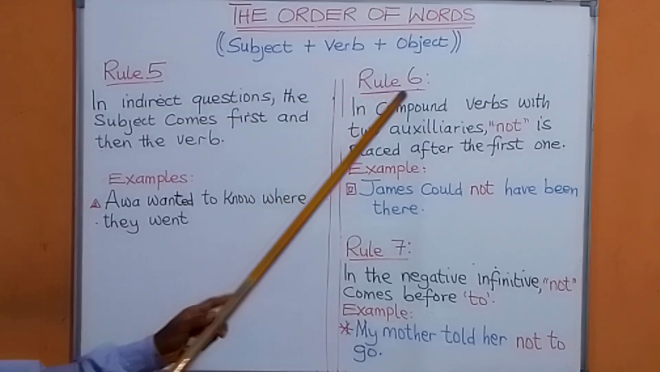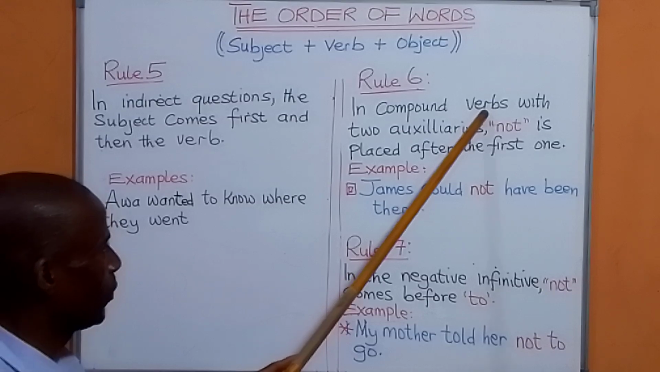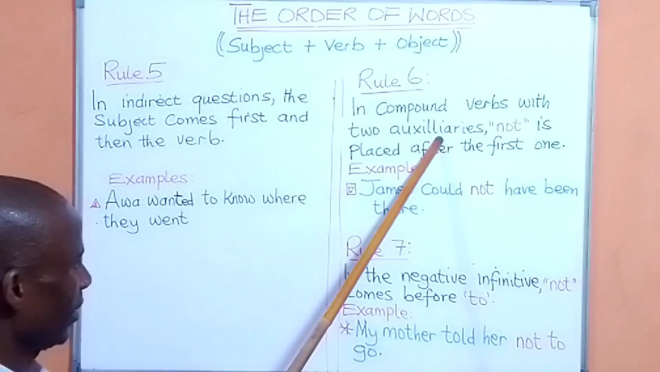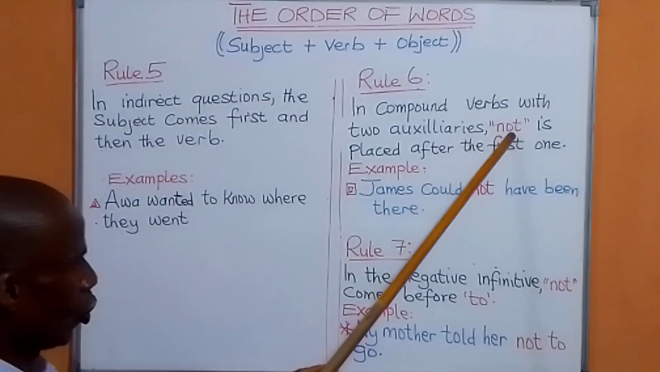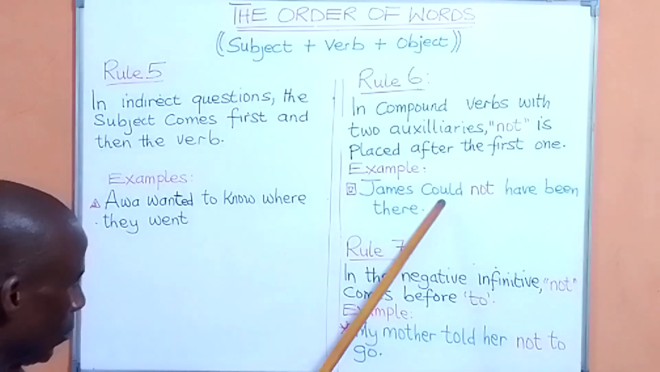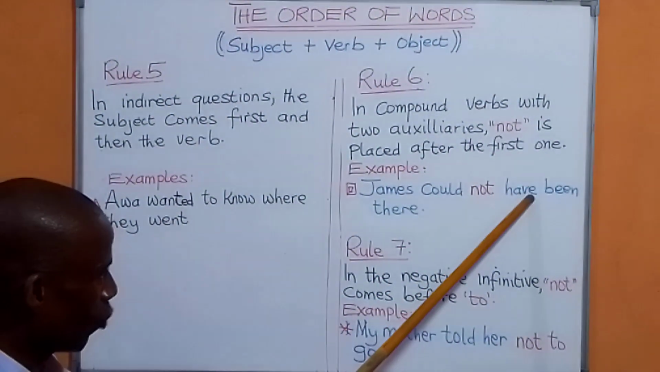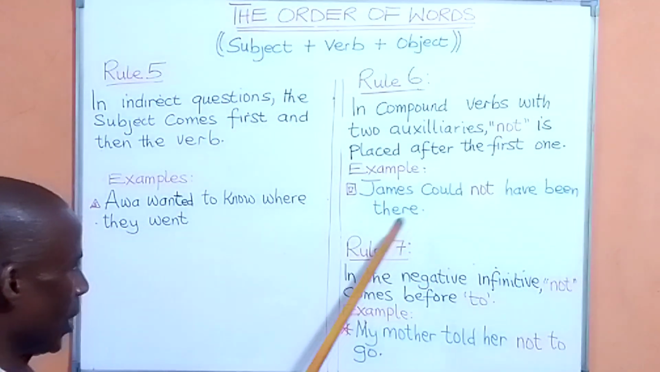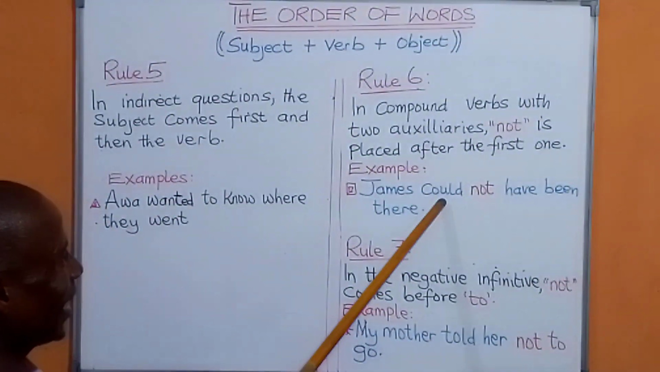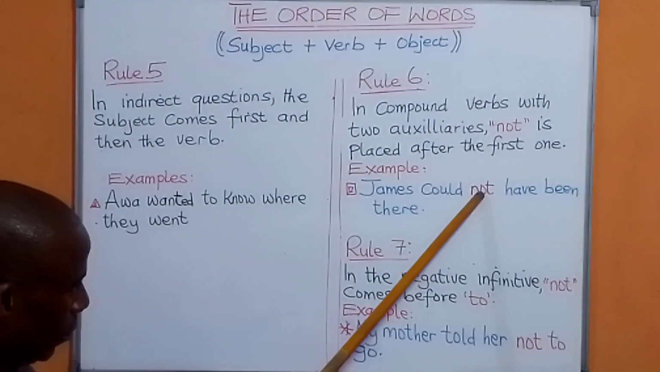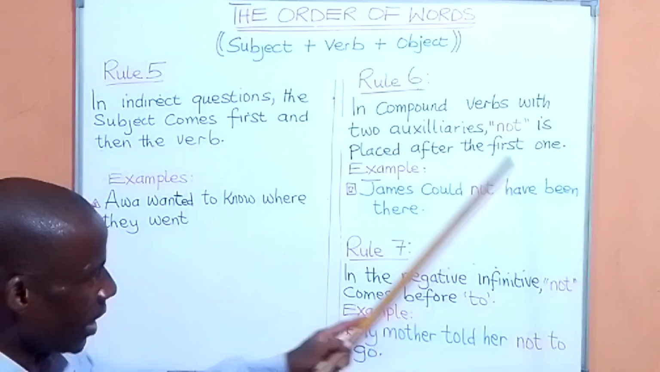That is that. Rule number 6. In compound verbs with 2 auxiliaries, not is placed after the first one. Compound verbs. You have this verb, you have this verb. You say, not is placed after the first. You see, not there, after the first verb. You place not, and then you have the second.